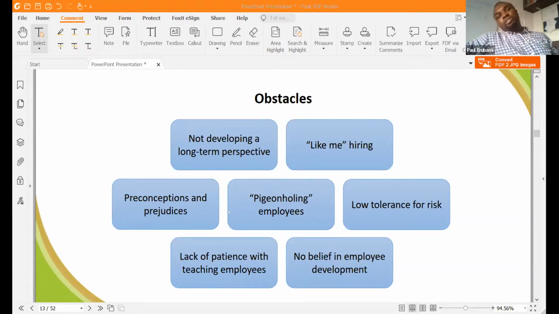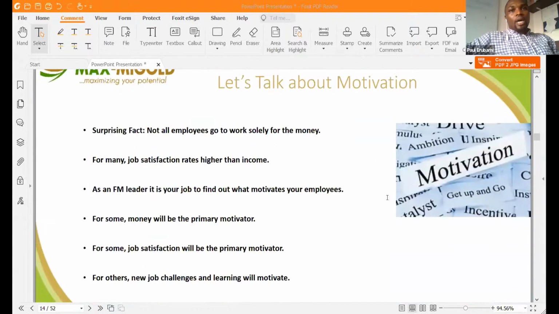Preconception and prejudice, right? When you have a wrong conception about an organization or an employee, it actually stands as an obstacle to your employment process. Low tolerance for risks, lack of patience to teach employees, no belief in employees' development. All of these are obstacles when it comes to the employment process. So it is very important to pay attention to some of these factors when you are trying to employ.